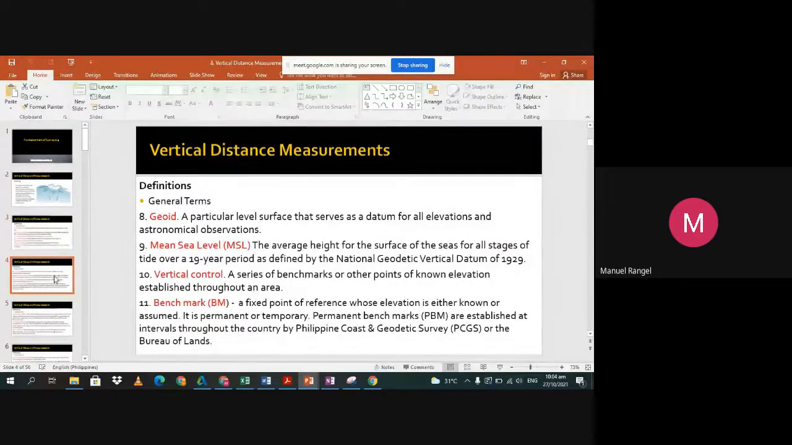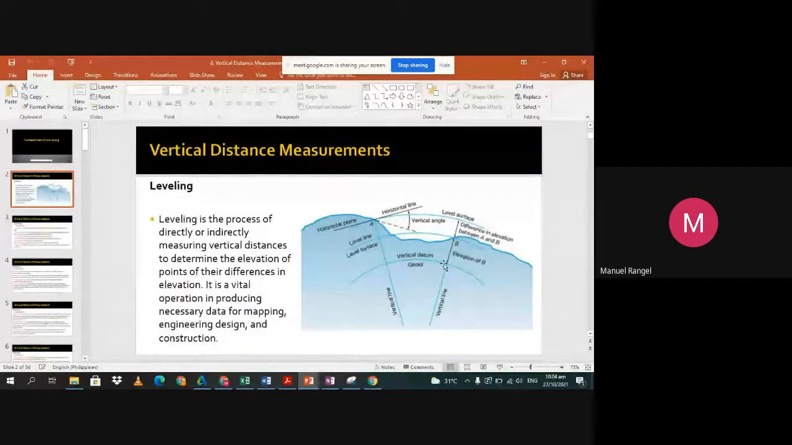Okay. So other definitions: the geoid, a particular level surface that serves as a datum for all elevations and astronomical observation. So as a standard, the geoid is what is used.